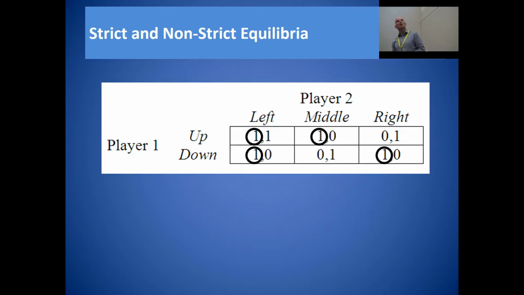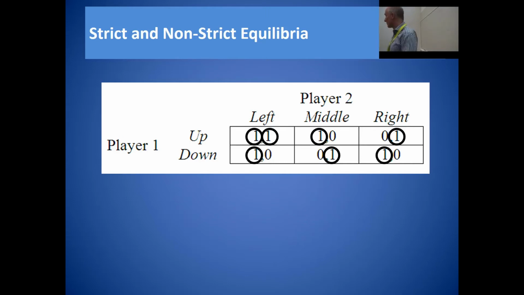Now for player 2, if player 1 chooses up, what will player 2 do? Remember, for player 2 we're looking for the second figures. Plays left, he gets 1, middle, 0, right, 1. And so left and right are both optimal responses. And lastly, if player 1 chooses down, the optimal response from player 2 is middle, exactly.